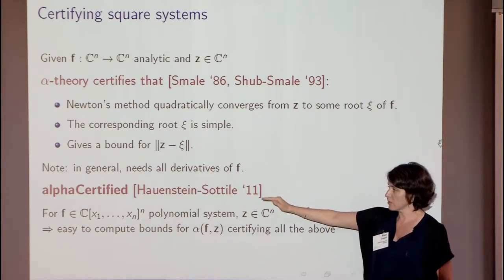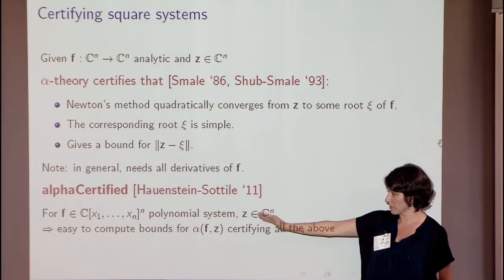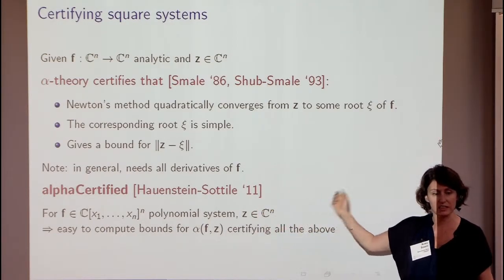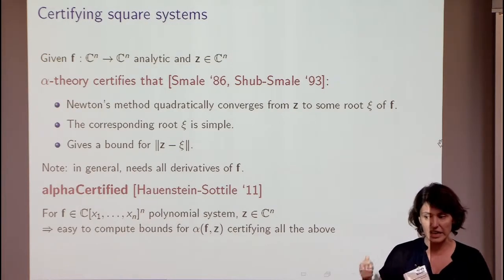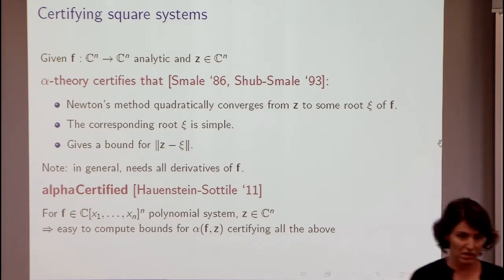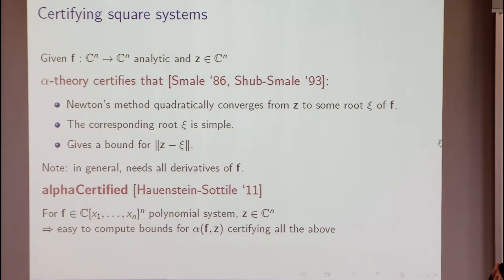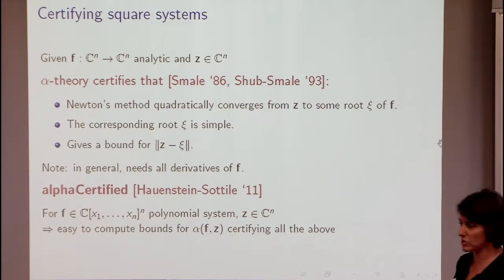So what's new about this paper, to my understanding of it, is that they give a very easily computable bound for the alpha function in the case of polynomial systems, and they implement it, and they use it for certifying polynomial systems.